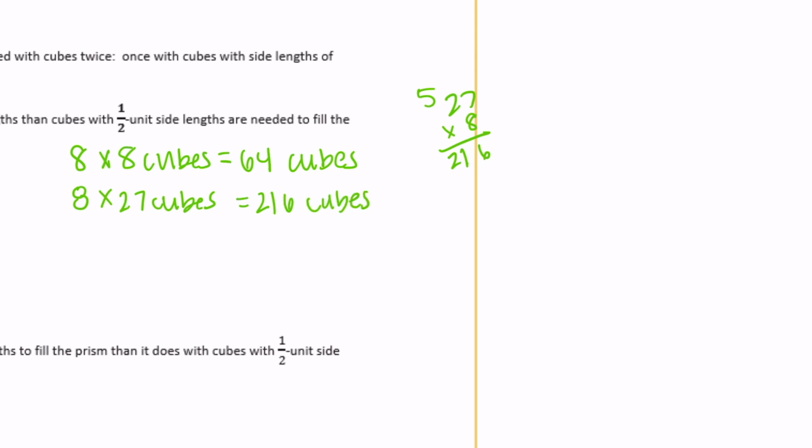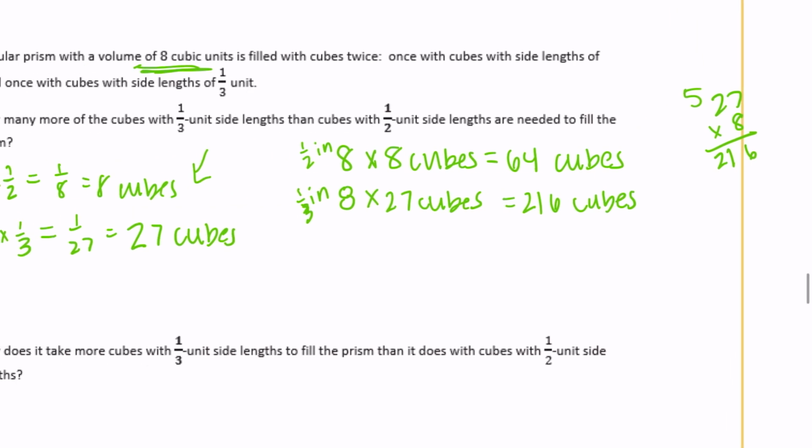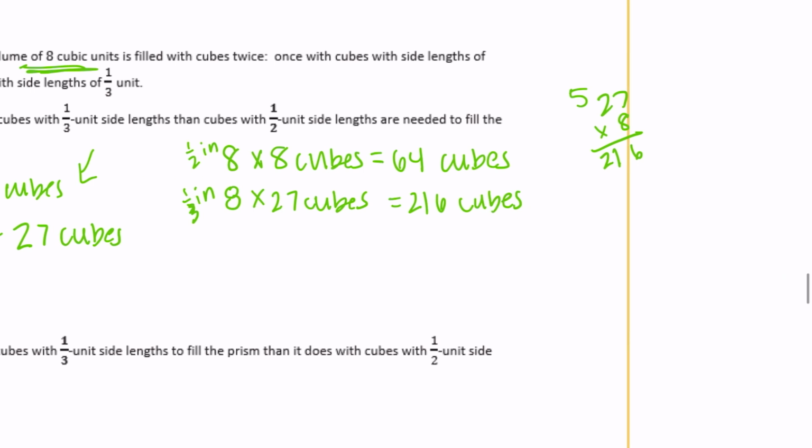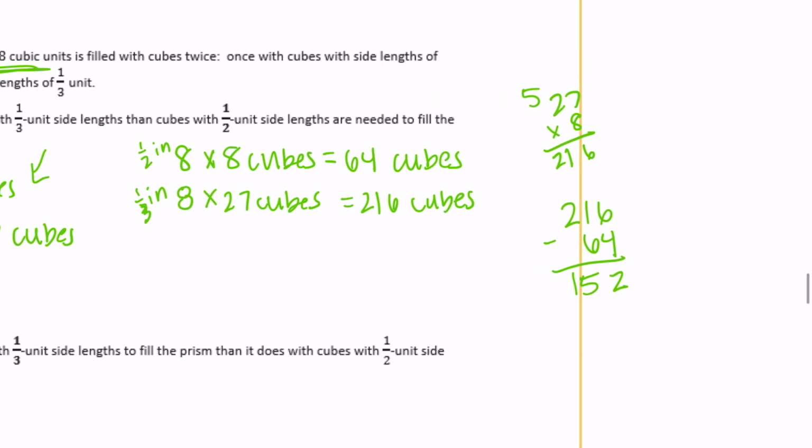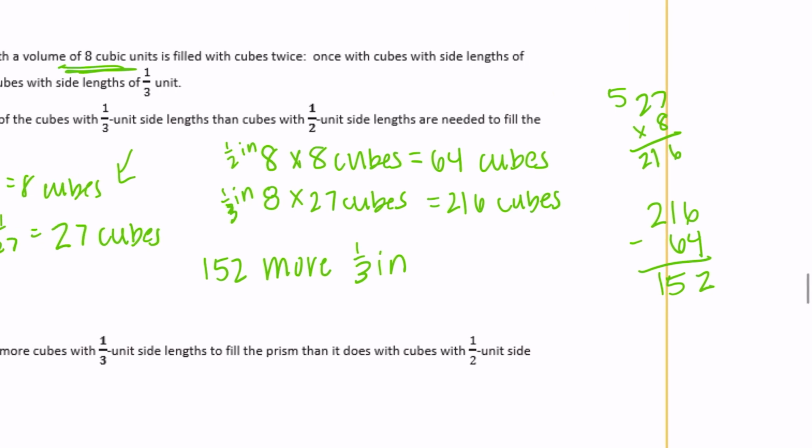So this is the half-inch cubes. This is the third-inch cubes. How many more are needed? So 216 minus 64. 21 minus 6 would be 15. So we would need 152 more 1/3 inch side length cubes than half inch.